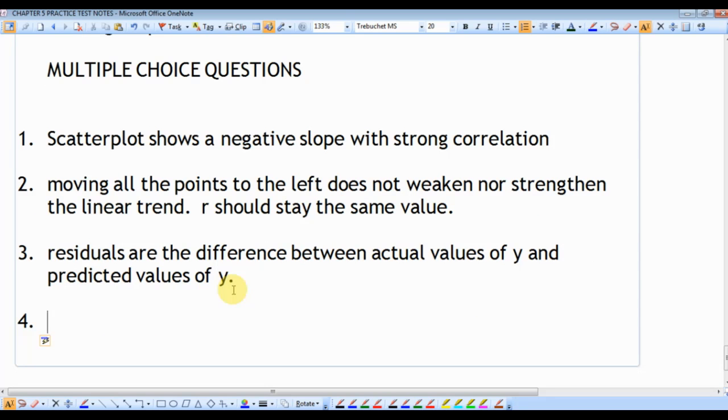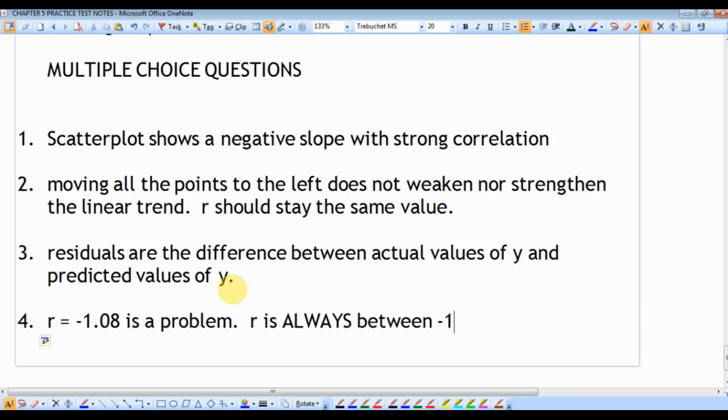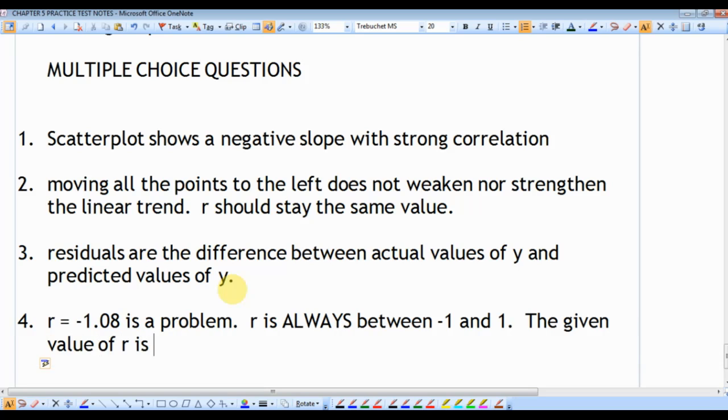Number 4. Now there's a couple problems here, and the big problem is R for this problem is -1.08, which is a problem. R should be between -1 and 1. R is always between -1 and 1. The given value of R is nonsense.